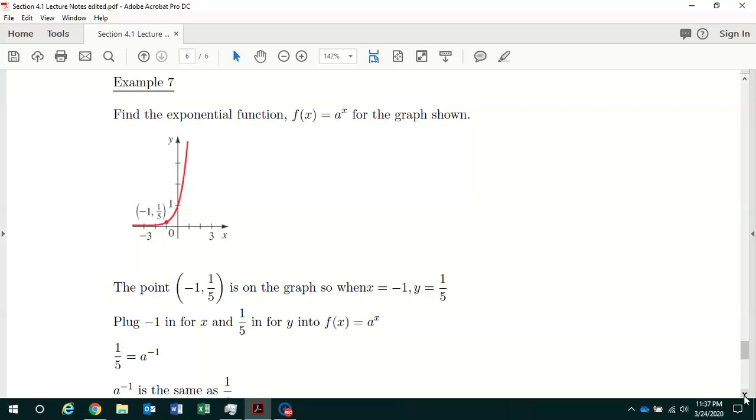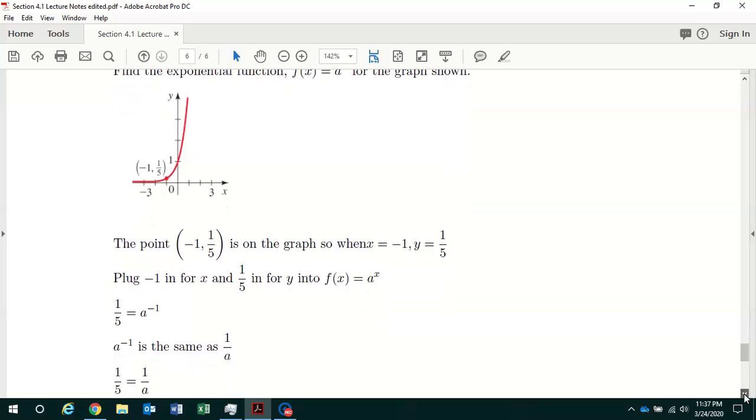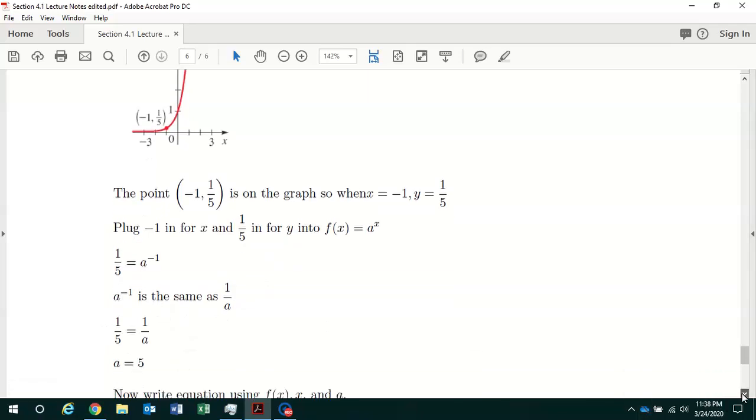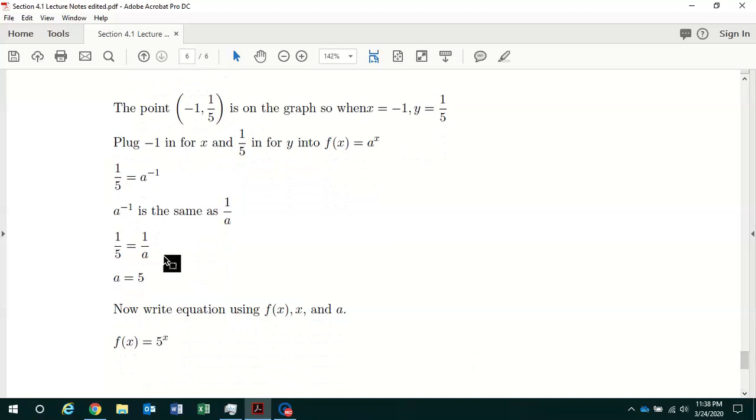We have 1/5 is equal to a to the minus 1 power. So now we have to solve for a. Well, a to the minus 1 is the same as 1 over a to the first power. Remember, the minus sign in the exponent means reciprocal. And so we have 1/5 is equal to 1 over a, and now we just have to solve for a.